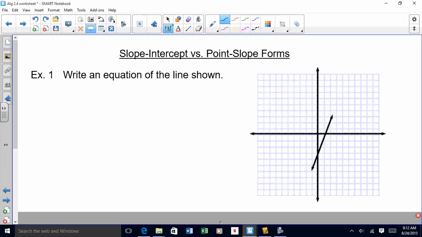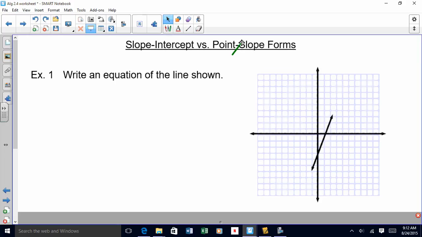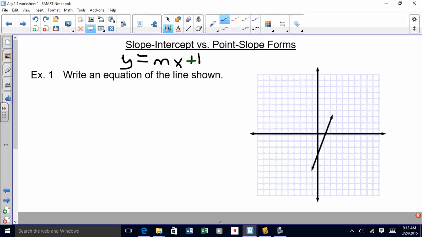The first form is slope-intercept form, and that's the one that you probably remember the best from Algebra 1, mostly because you spent the most time on it. And this is probably the one that most of you will be most comfortable with. That's the one that y equals mx plus b. The point slope form I'll talk about in a little bit, but let's practice the slope-intercept form first.